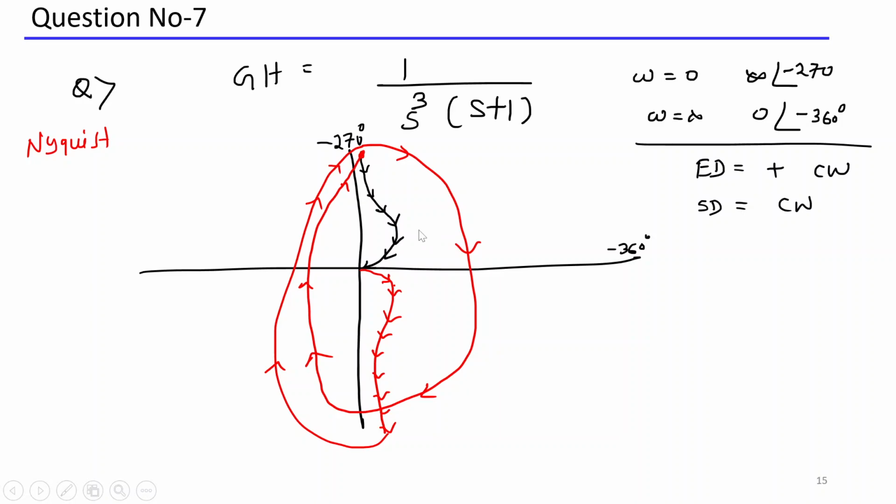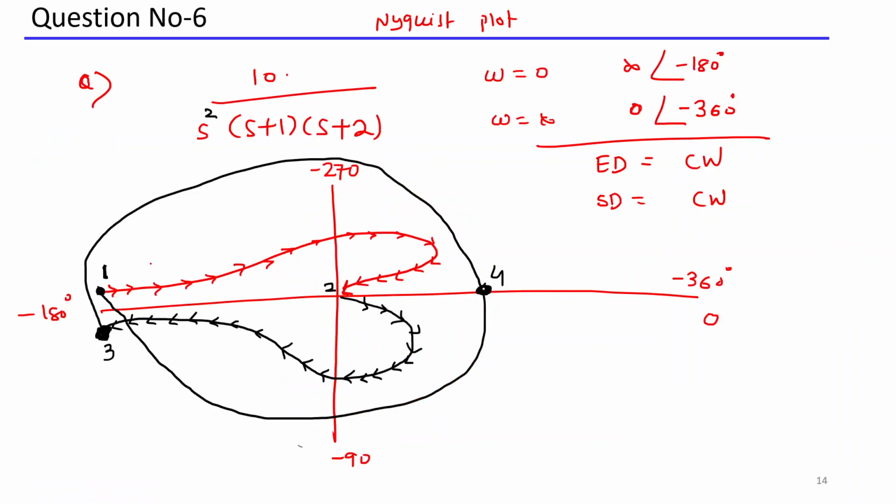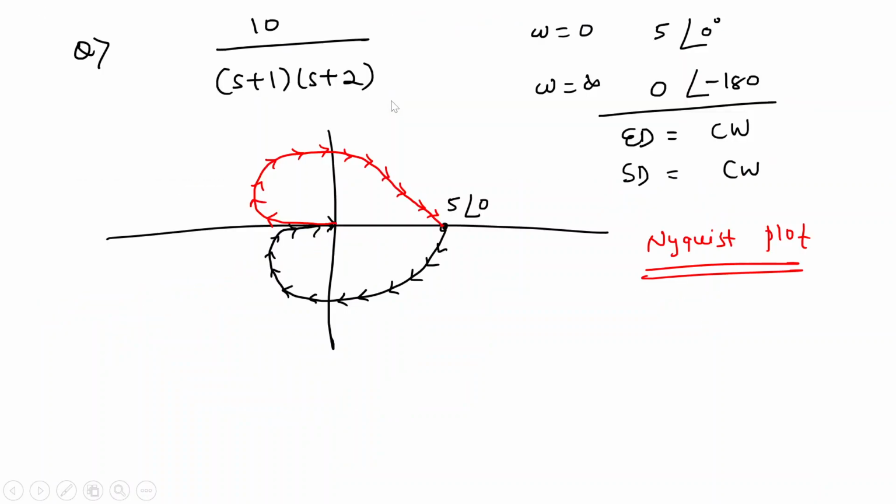Now, after drawing the Nyquist plot, you know how to draw it. But the question will come like this: you have to find the system gain, because in all these questions I am not adding K. In place of 1 you can write K, in place of 10 you can write 10K. So K, the system gain, is always there.